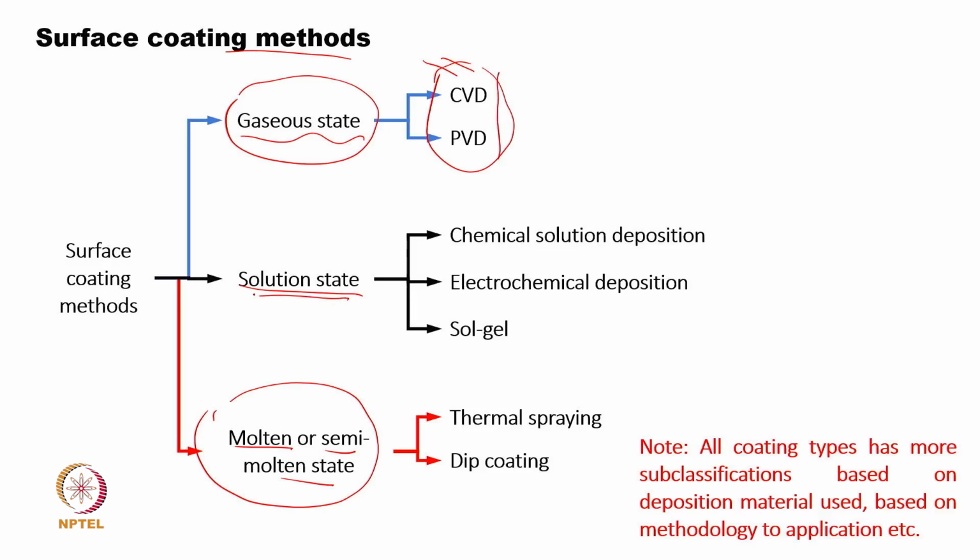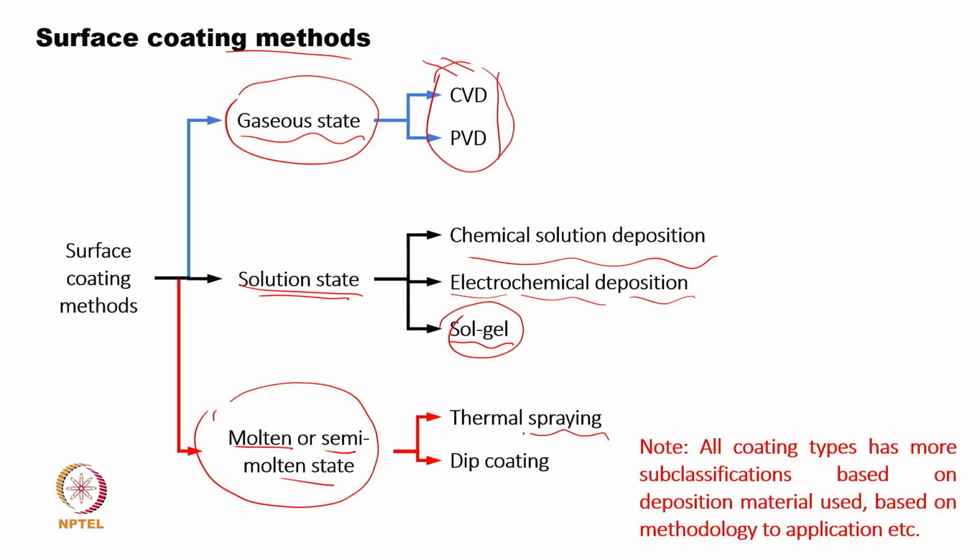Coming to the solution state, we can go ahead with chemical solution deposition, or electrochemical deposition, the way we have learned about corrosion. We know that with anode and cathode, there will be transfer from the anode surface to the cathode, and that can be done in this manner. The last one is solution to gel formation, which is very cost effective. Whenever we do not have much budget, we say affordability, then we can go with the sol-gel.